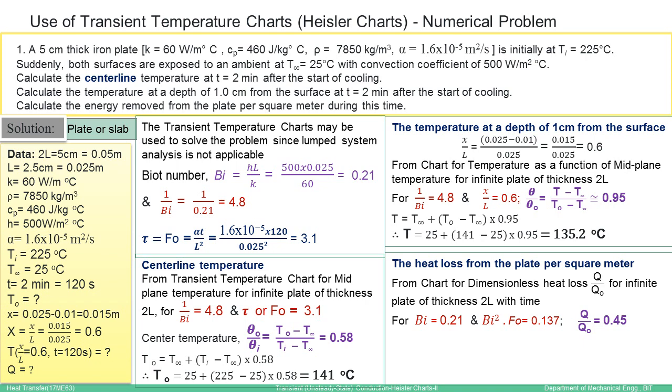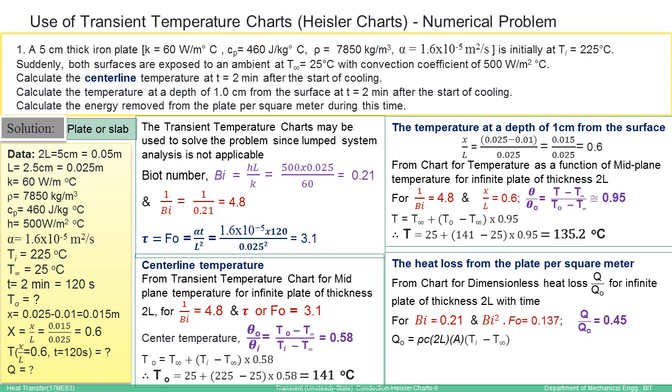So using the data, that is Biot number 0.21 and Biot number squared multiplied by Fourier number is equal to 0.135, we can get the dimensionless heat loss Q by Q naught is equal to 0.45.